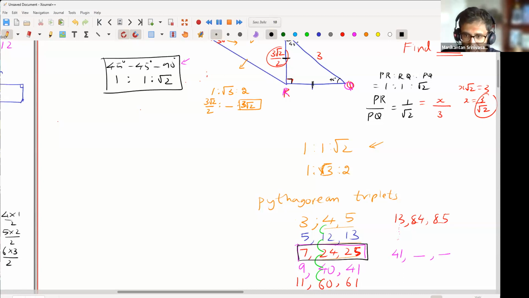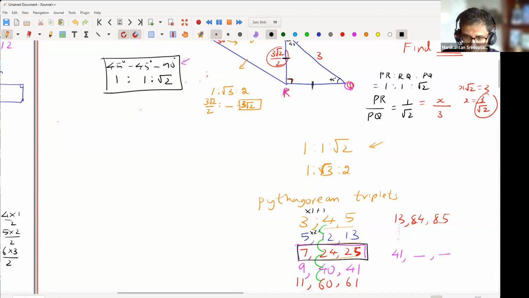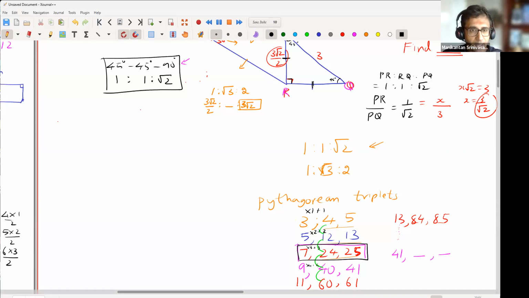So she's saying 3 into 1 plus 1 is 4. 5 into 2 plus 2 is 12. 7 into 3 plus 3 is 24. 9 into 4 plus 4 is 40. Okay. Very good observation, Ashi. But again, the same problem.